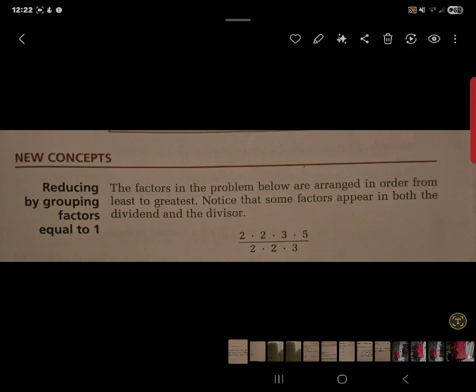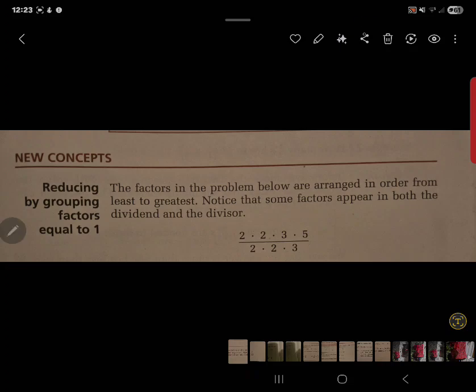Anyway, the first part of this lesson is reducing by grouping factors equal to 1. All right, now what does that mean? Look on the screen right now. Again, this is on the bottom of page 287 where it says new concepts. So if we look at this, we have 2 times 2 times 3 times 5, divided by 2 times 2 times 3, okay?